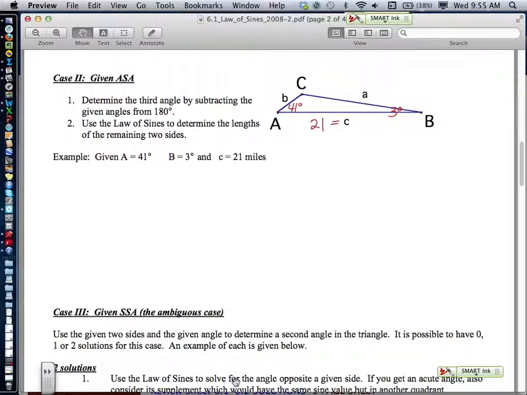Okay, why don't you guys take the next three or four minutes and solve for the remaining angle, side A, and side B. Take a few minutes to solve that.